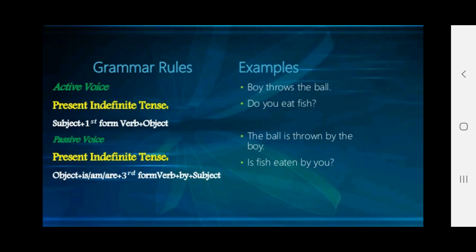The object of the active, that is the ball, has become the subject of passive here. And the subject of active, the boy, has become the object of the passive voice here.